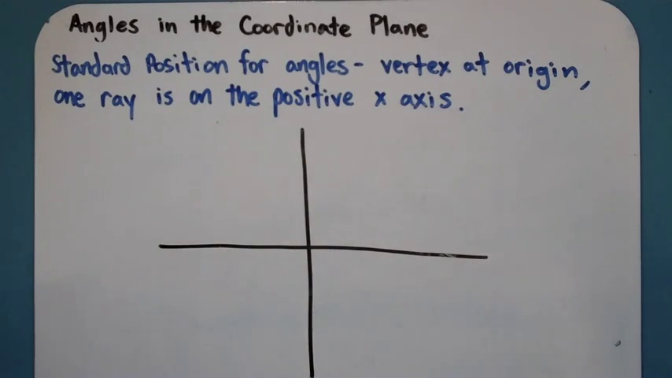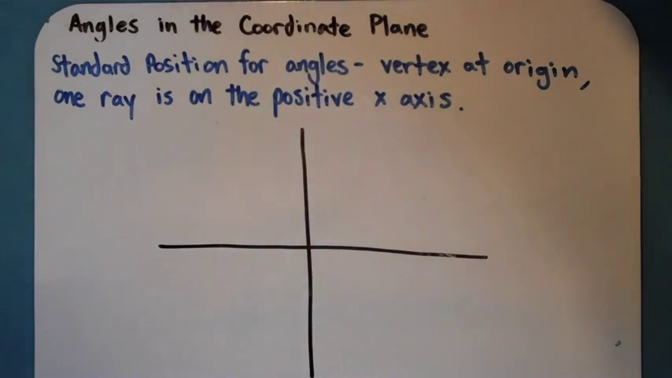You guys dealt a lot with angles in your geometry class, and in geometry, angles were often a part of something bigger. We were looking at angles in a triangle, angles in a polygon, maybe angles formed between two parallel lines and a transversal, just all sorts of different situations there. Something you probably didn't see too much of, though, is talking about angles in the context of the coordinate plane.